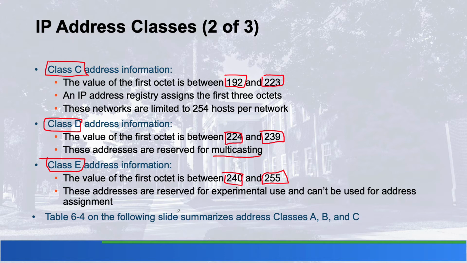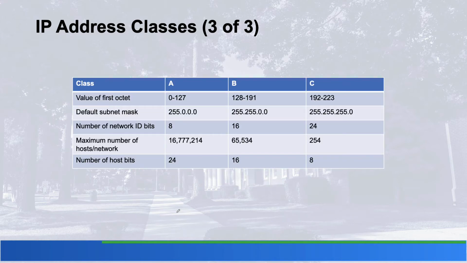So this next slide is going to summarize what we just said. If the value of the first number is between 0 and 127, it's Class A. Class B is going to be between 128 and 191. And C is going to be between 192 and 223. And what's the significance of the class? The class tells us what the subnet mask should be.